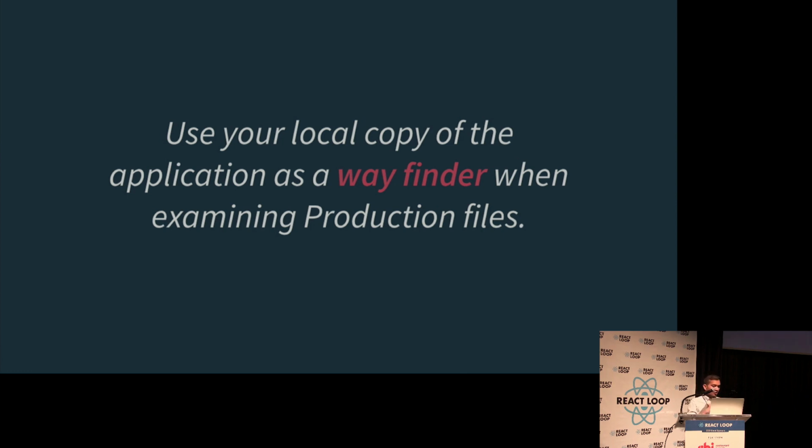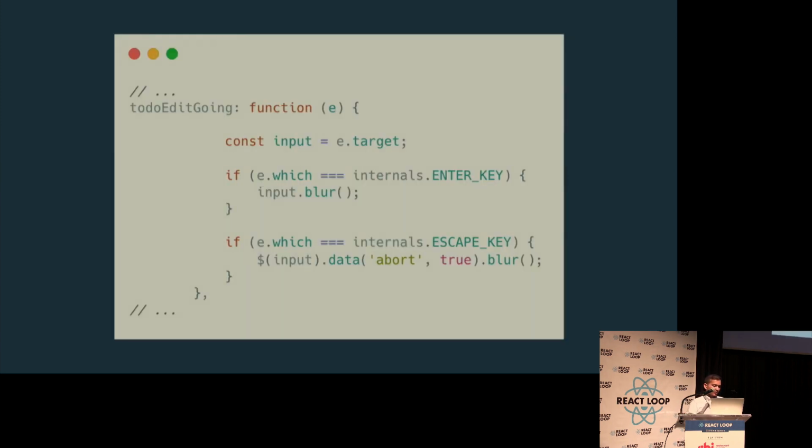So we're going to use a local copy of our application as a wayfinder when examining these production files. We can map identifiers from our local files to identifiers in the minified code in order to determine where to actually place these breakpoints. Let's imagine that we're focused on the edit functionality in our small to-do app. So looking at a small snippet of that code, we can see some good identifiers. We have this enter key variable. So let's see if we can use that and search for this function in our minified code.